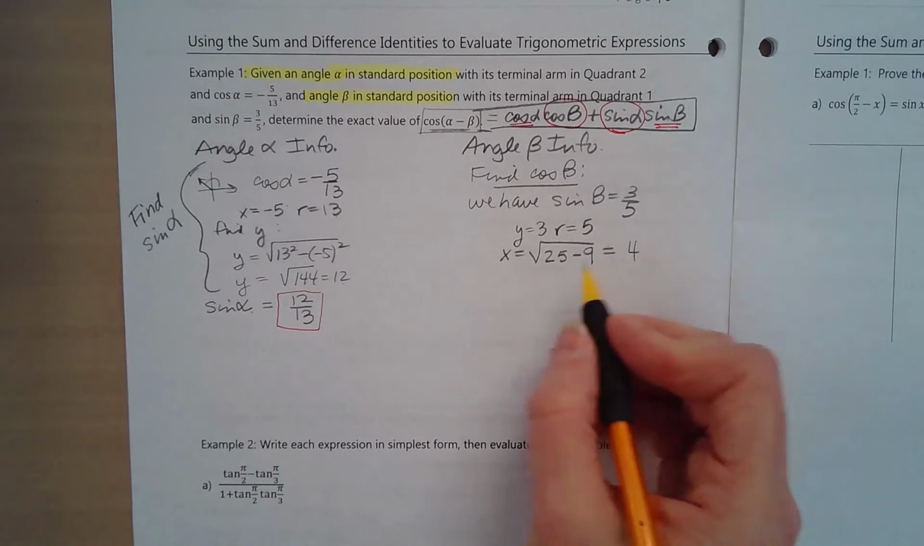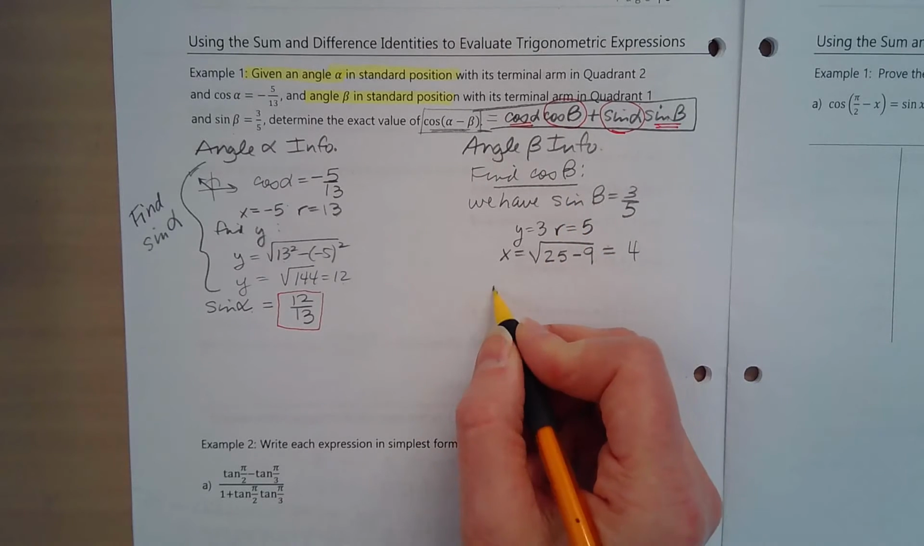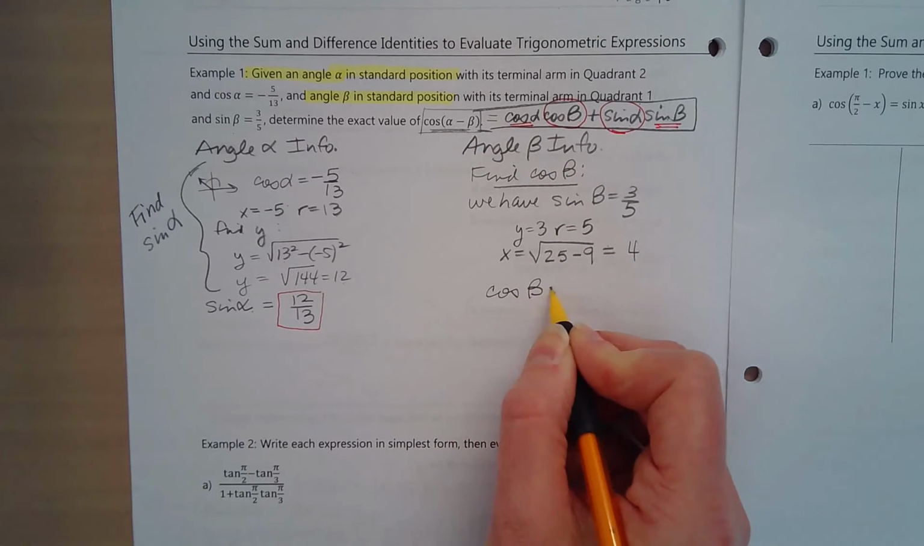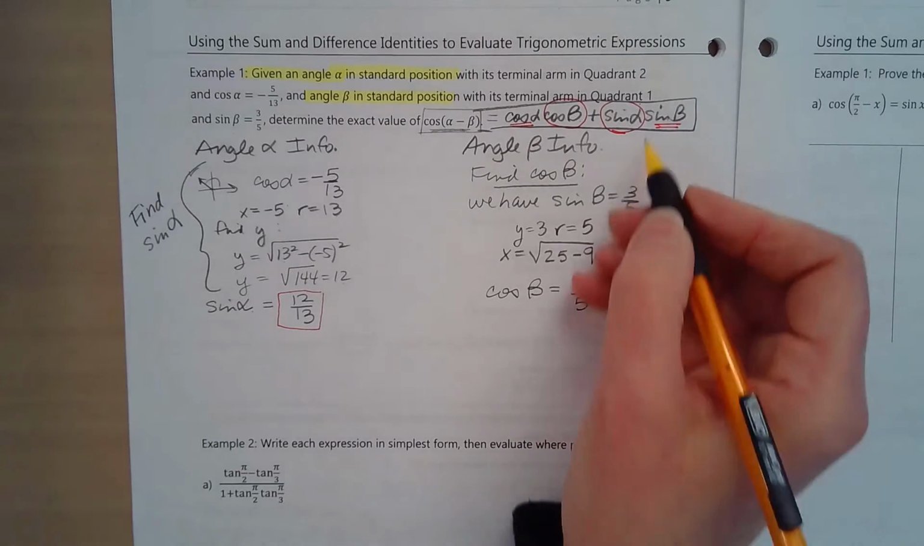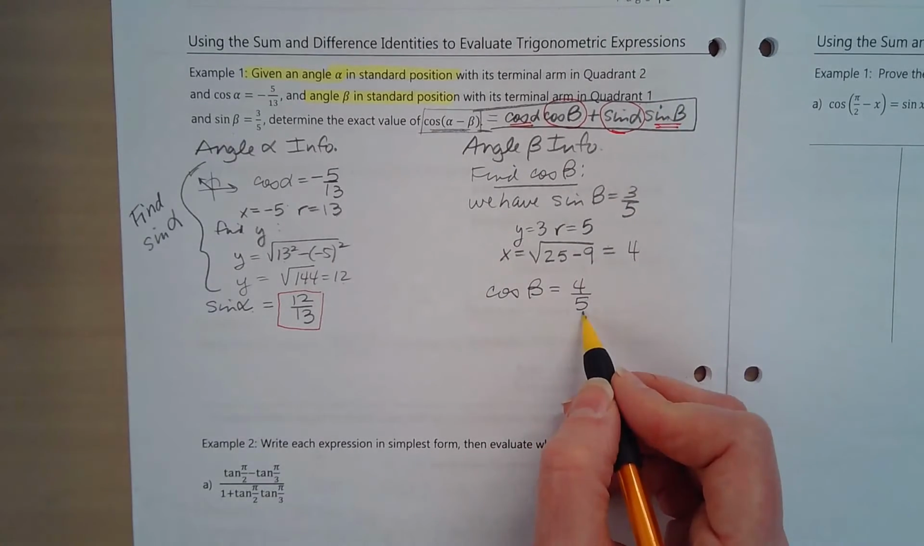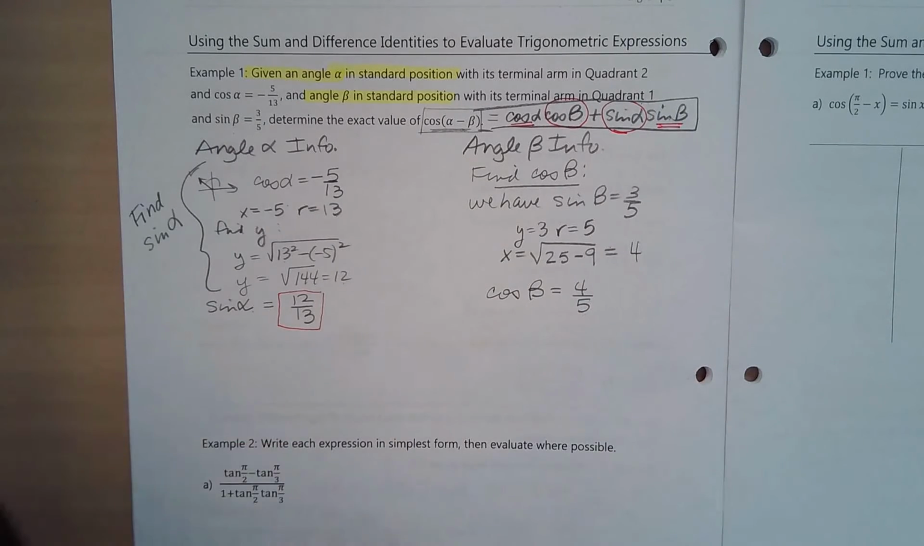Okay, now what do I need again? Cos of B. So cos of angle B is equal to x over r. And what quadrant was this in? It's quadrant 1, so this remains positive, right? Okay.